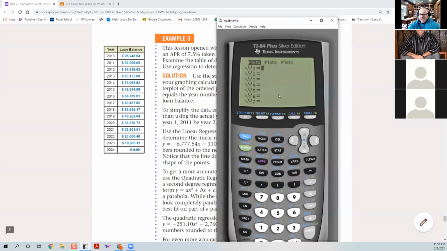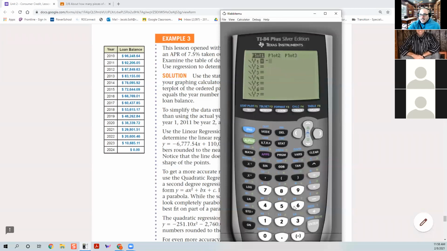In Y equals, we can put functions in. Remember that a linear function has that Y equals mx plus b format. The coefficient A is negative 6,556.9162. I probably don't need all these digits, it's going to be close enough, but I'm just going to put them all in for now.